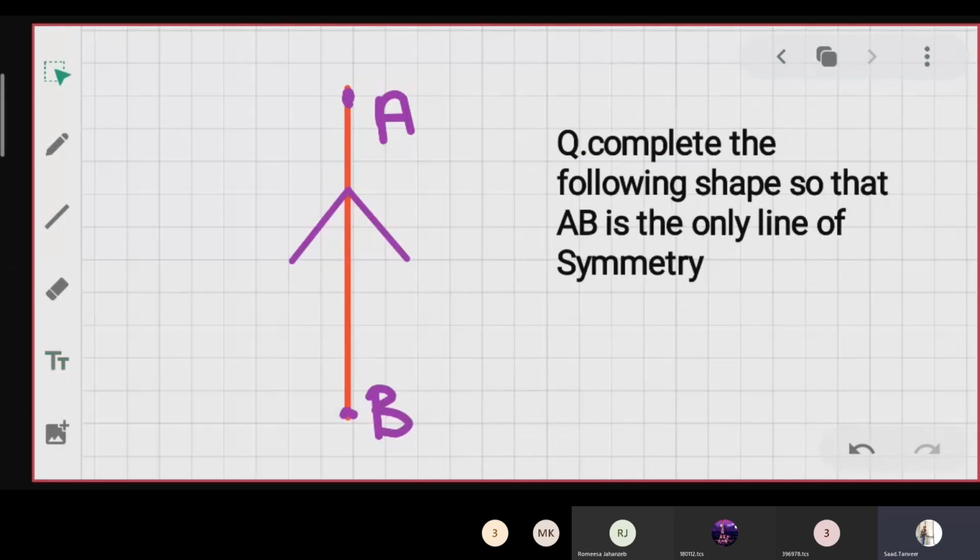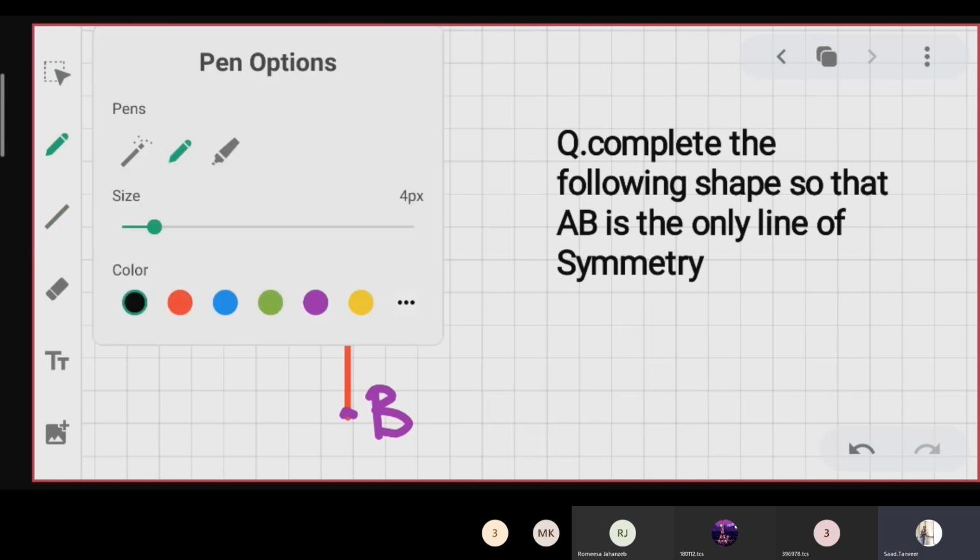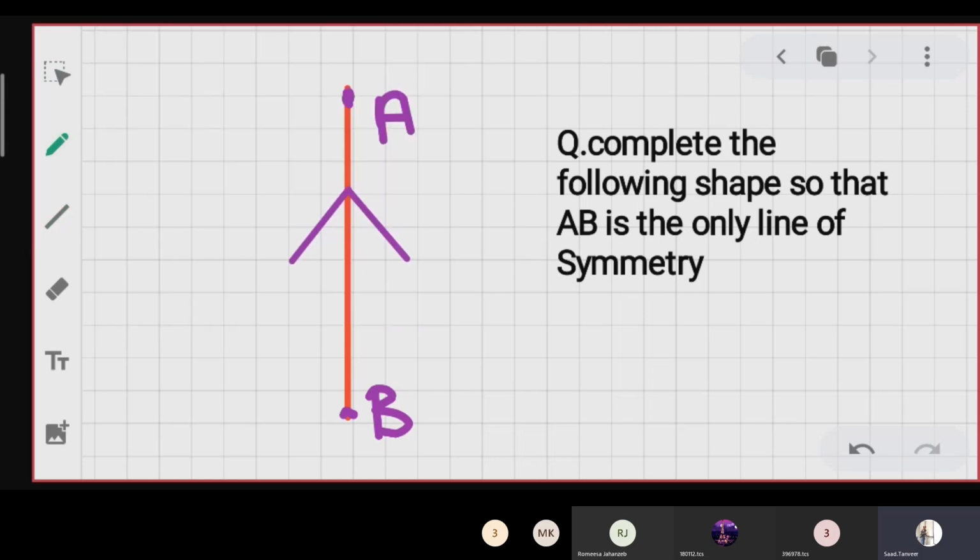So मुझे बता सकते हैं कि if we are going to complete the following shape, so what am I supposed to do? इस shape में मैं कैसे complete कर लूँ कि AB will be the only line of symmetry? There are number of options. जरा observe करना start करिएगा. If I connect the following point with this one, so will AB be the only line of symmetry? Yes or no? Because half part of this shape is right here and half part is right here.